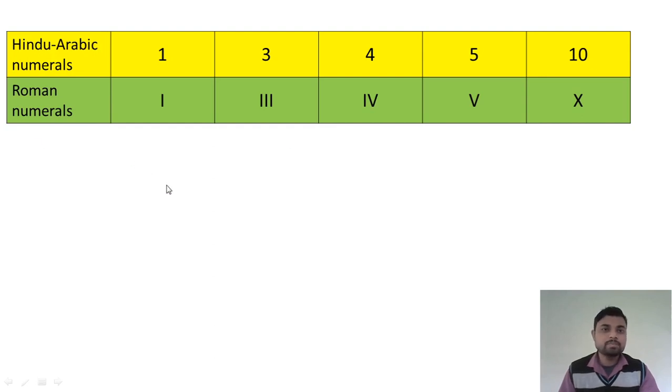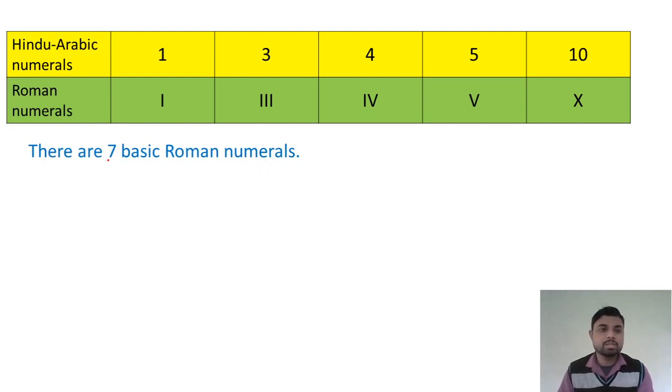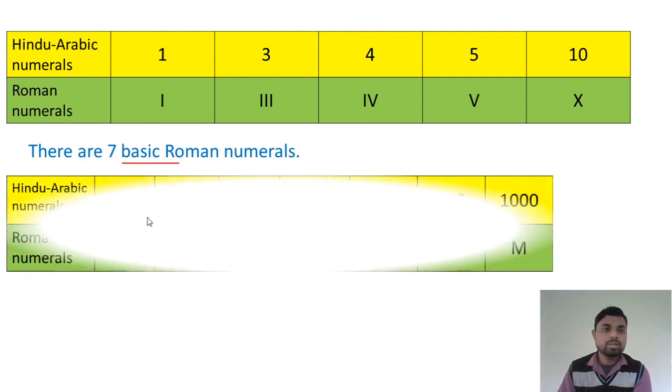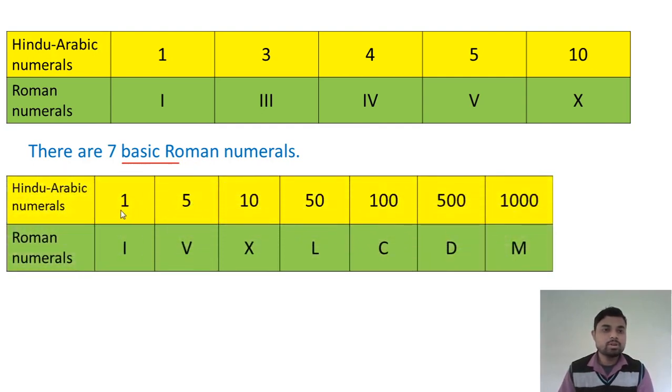So learn here. There are 7 basic numerals. And the 7 basic numerals are this: 1, 5, 10, 50, 100, 500, 1000. Roman numeral of 1, you know this. 5, this is 10, 50. Here Roman numeral of 50, L. Roman numeral of 100, C. Roman numeral of 500, D. Roman numeral of 1000, M. M means 1000. Is it clear?